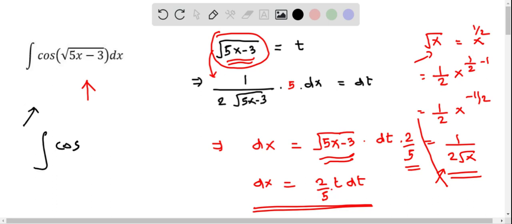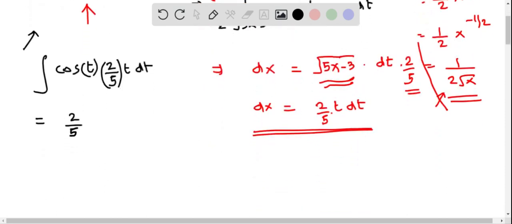So this is going to be cos of square root of 5x minus 3. I replace it with the t. So therefore this becomes cos of t, and dx I can replace it as 2 by 5 t dt. So let me replace it here, 2 by 5 t dt. And this can be written as, I take the 2 by 5, this is a constant, I can put it in front of the integral. So I rewrite this as 2 by 5 integral of cos t times t dt.